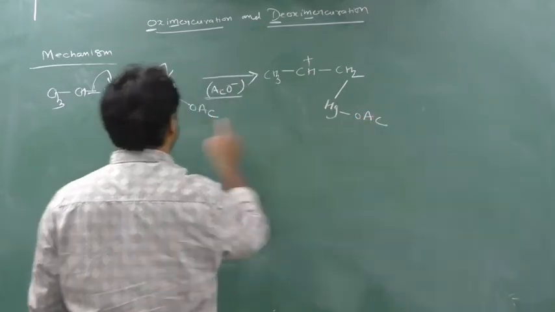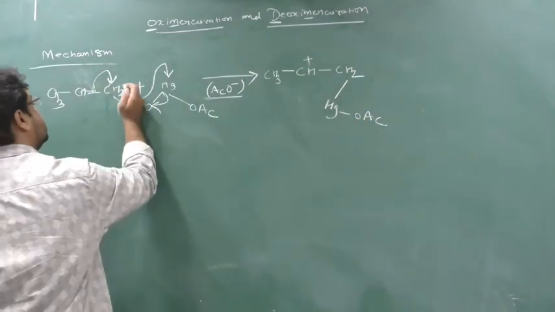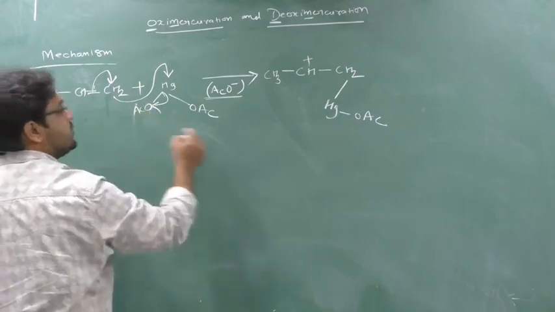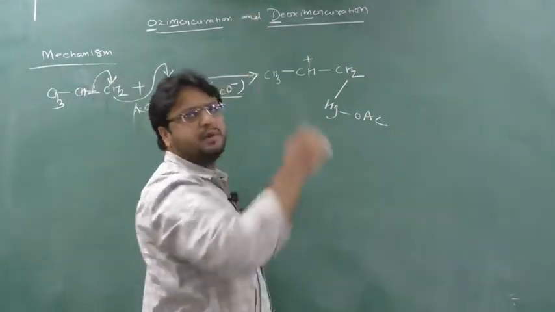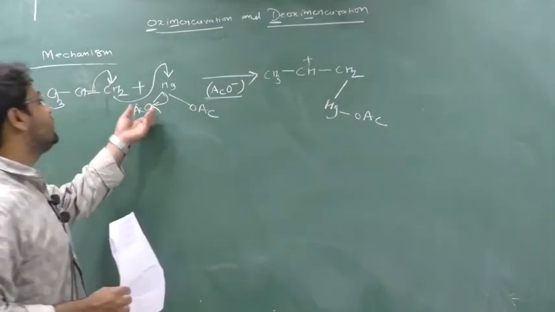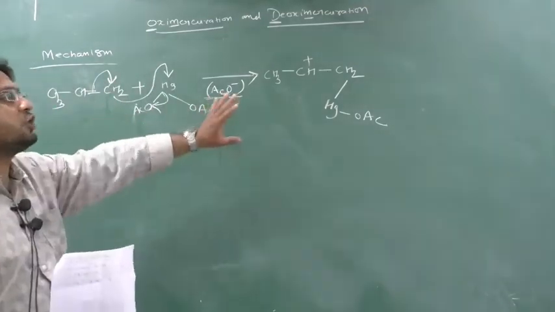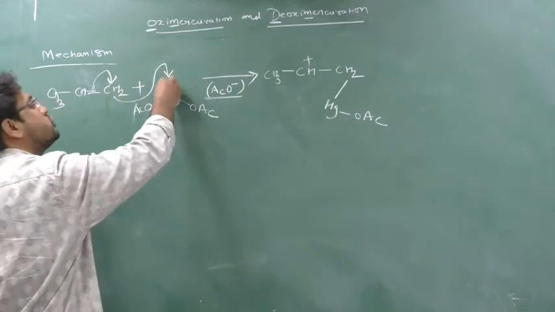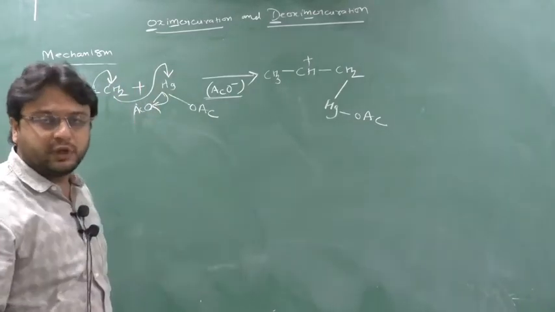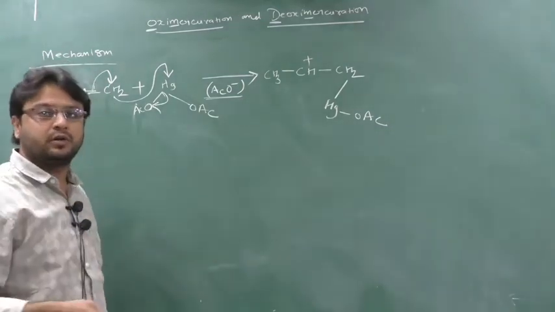OAC, because this one OAC has been removed, no? This one OAC has been removed and one OAC will be seen. Now what happens, this Hg contains the maximum number of electrons. So after the removal of OAC minus also, Hg will not show positive, because here OAC minus has been removed. You are thinking that here Hg will show positive. No, Hg will not show positive, because Hg is having a number of electrons.